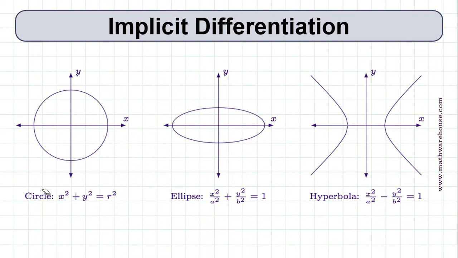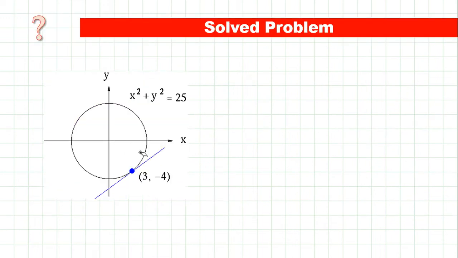Let's try to further elaborate the use of implicit differentiation with this first example. We have a circle, no? The relation of x and y is a circle. Here it is: x squared plus y squared is equal to 25. This means our radius is 5, no? And let's say this is our question: find the line of tangent.